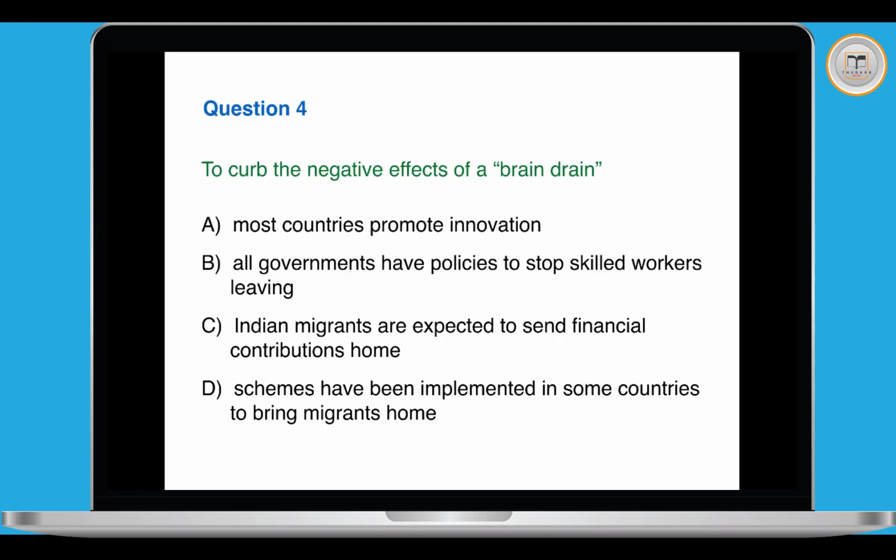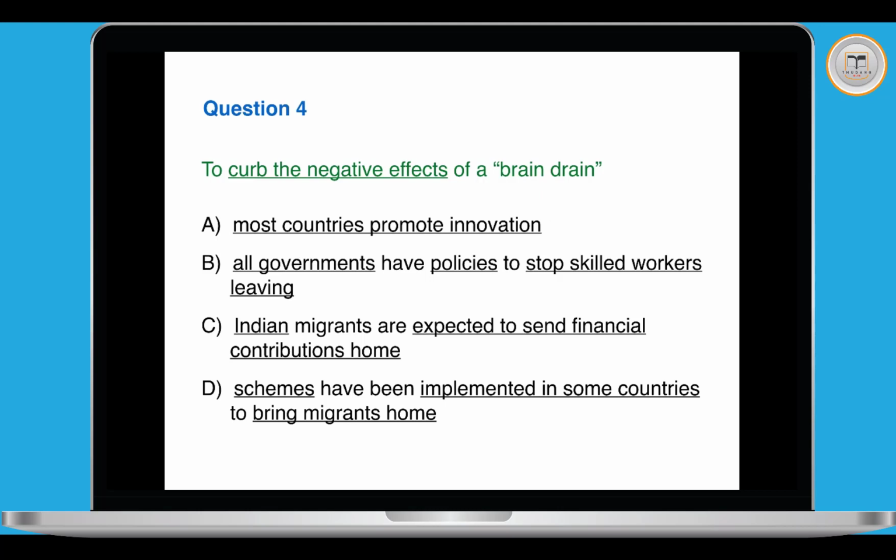Moving on anyway to question 4, let's do the same thing. Underline some keywords. To curb the negative effects of a brain drain. To curb means to reduce or to stop. So how do we stop the negative effects? A, most countries promote innovation. B, all governments have policies to stop skilled workers leaving. C, Indian migrants are expected to send financial contributions home. And D, schemes have been implemented in some countries to bring migrants home.